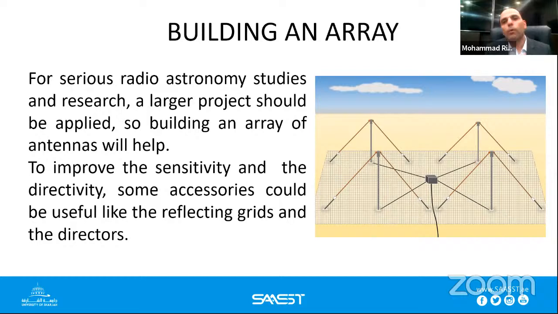So building a single antenna is just for most amateur purposes. Yes, it is enough to build one antenna and hear the interference of the solar flares and Jupiter and some of the interesting sources. But for a professional, you have to build an array, and you can enhance your reception and the sensitivity of this system by using a metal grid, by using directors, a lot of designs that you can apply to achieve your goals.